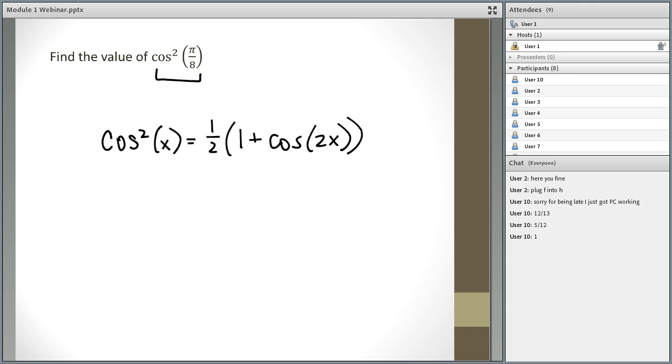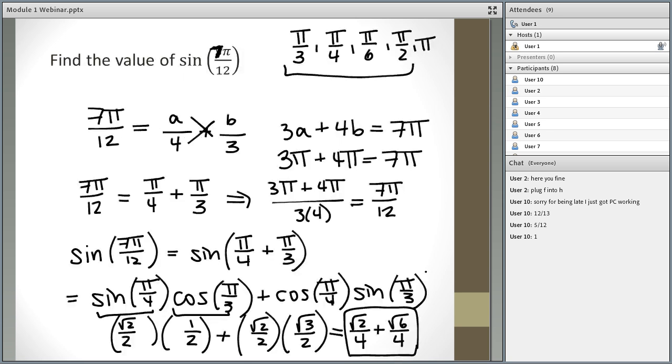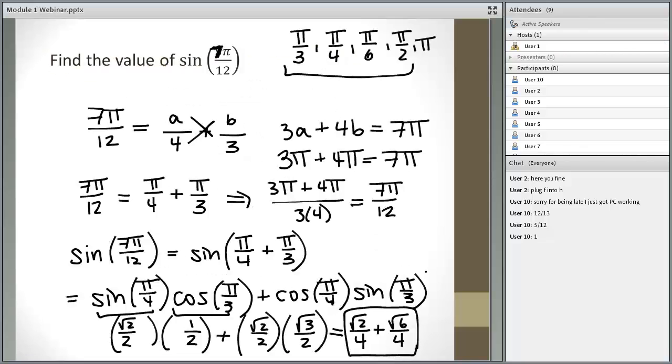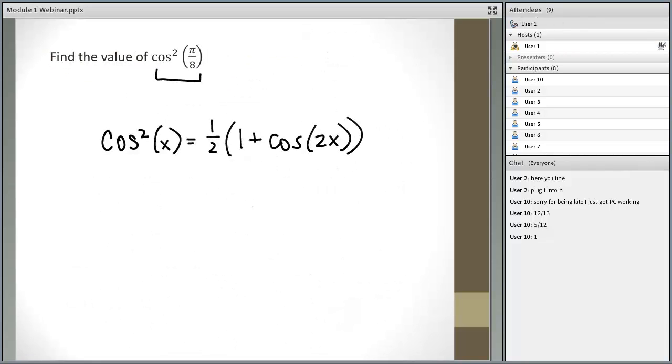And again, I got that from right here. And sine squared x is almost the same. The only difference is that this is just a minus rather than an addition. So maybe this will help. So let me rewrite. So we have cosine squared x.